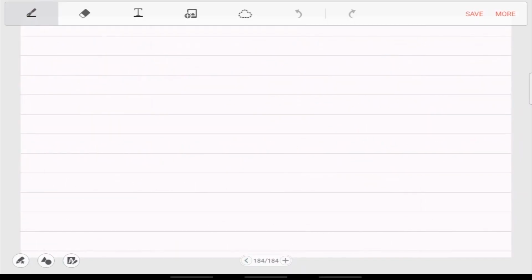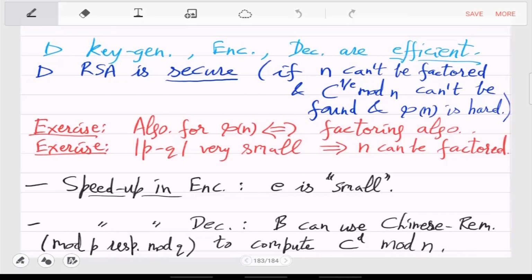Okay, so any questions at this point? Fine, so now you know this and you know how important it is. So you can think about how to attack it, right? The safety of your money depends on this.